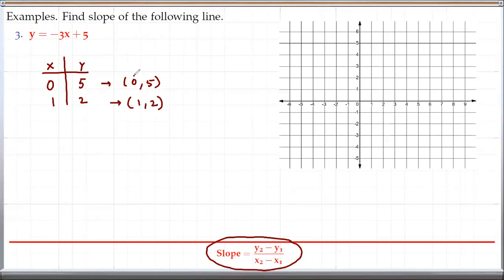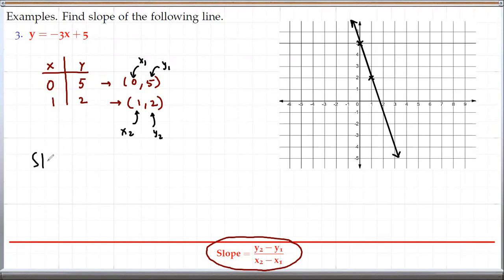So let's call the first pair x1, y1, and call the second pair x2, y2. So before we find the slope, let's try to graph this line. Since we have 2 points, that shouldn't be too bad. So (0, 5) is right here, and (1, 2) is right here. So it's a straight line going through those 2 points. Of course, it extends indefinitely at both ends.